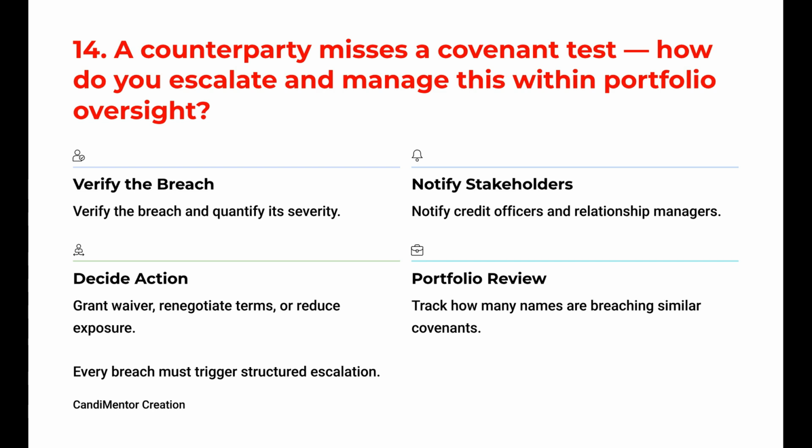A counterparty misses a covenant test. How do you escalate and manage this within portfolio oversight? First, verify the breach and quantify its severity. Next, notify credit officers and relationship managers. Decide whether to grant a waiver, renegotiate terms, or reduce exposure. At portfolio level, track how many names are breaching similar covenants. This informs macro or sectoral stress. Every breach must trigger structured escalation.